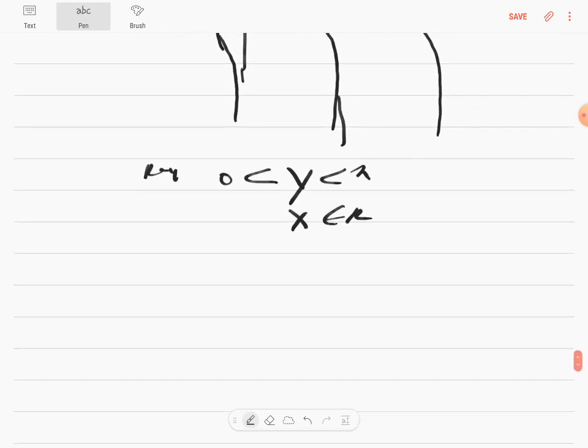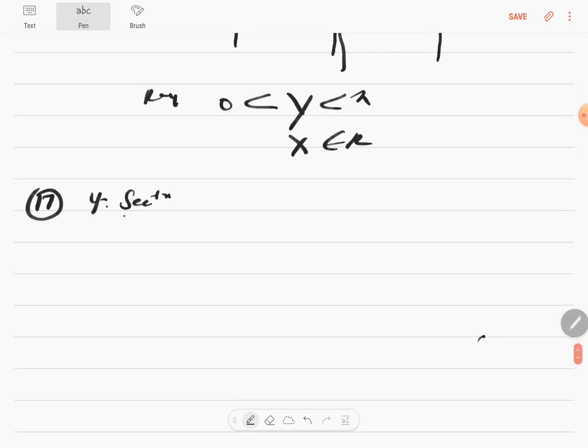So let's go to the 17th question, the domain and range of secant inverse and cosecant inverse. Am I recording? Domain and range of secant inverse and cosecant inverse. Okay, so then y is equal to secant inverse of x.